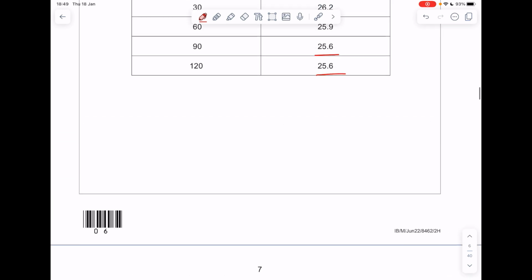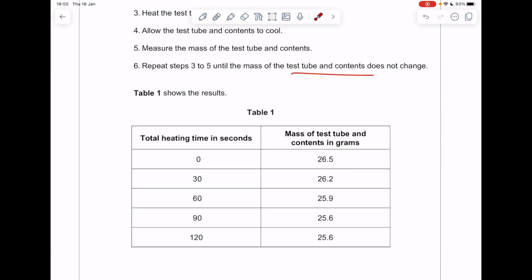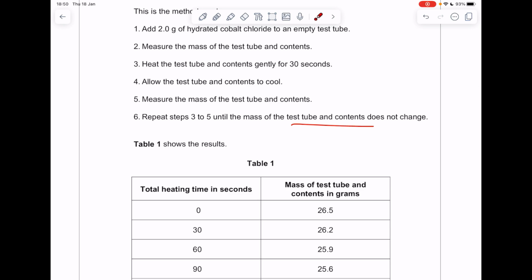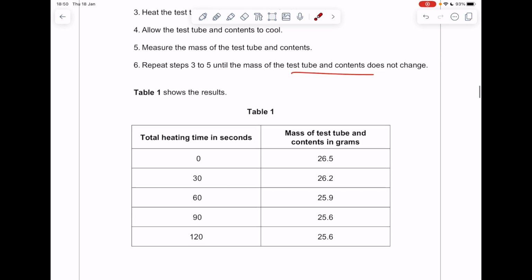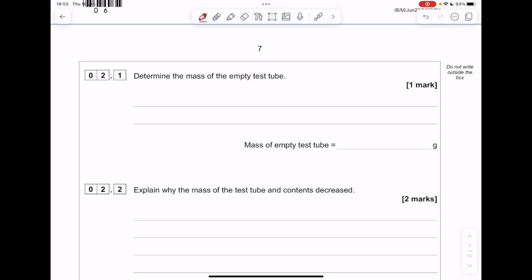Determine the mass of the empty test tube. So to find the mass of the test tube, we want to do the mass of the test tube and contents minus the mass of the hydrated cobalt chloride to get 24.5 as our answer.